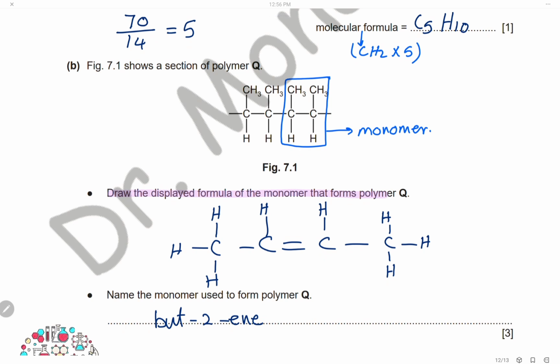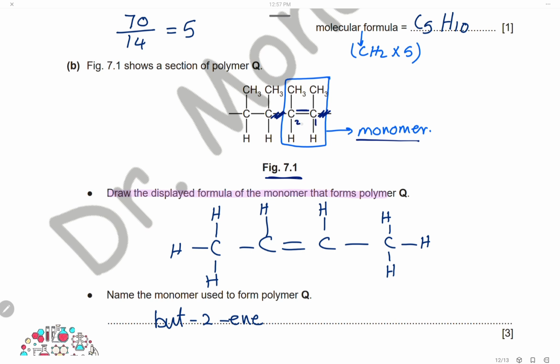Here we have polymer Q as the figure 7.1. This is the polymer Q. Draw the displayed formula of the monomer that is used to form the polymer Q. The blue box here represents the monomer, which is the repeated part used to form the polymer. To draw the displayed formula of the monomer, we will first remove the open ends and redraw the double bond. Here is the formula of the monomer. We will draw it here as displayed formula.